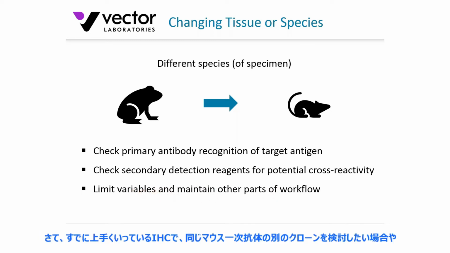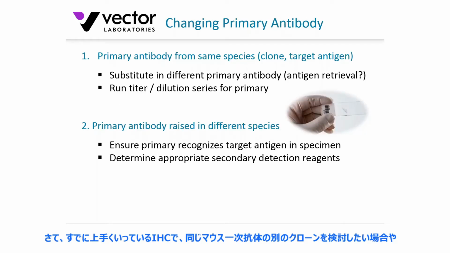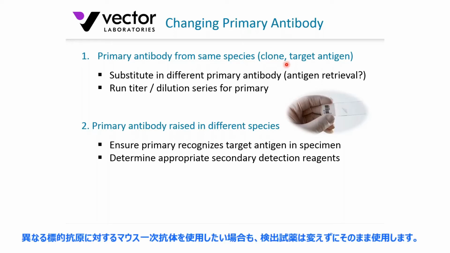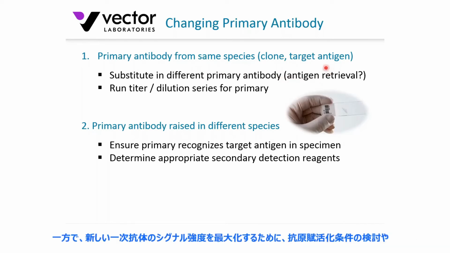Okay, so you still have this existing methodology, but you want to explore maybe a different clone of the same species. Instead of one mouse primary, you want to look at a different mouse primary antibody, or indeed maybe use a mouse primary against a different target antigen. This is a little bit of plug and play. You'd substitute in a different primary antibody, keeping the detection reagents the same, but just be aware of any caveats you might need to consider in order to maximize signal intensity with that given primary antibody. Different antigen retrieval pHs or salts or things like that. Run a titer or dilution series as well, and make sure you have those positive control tissues in place.